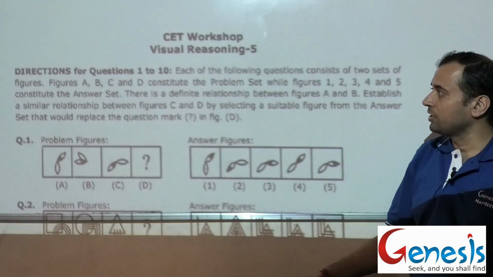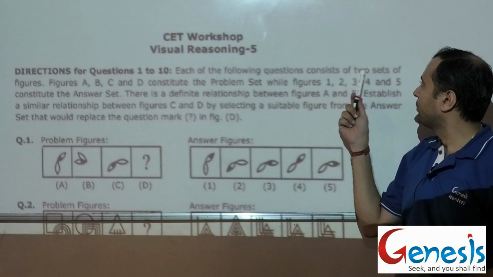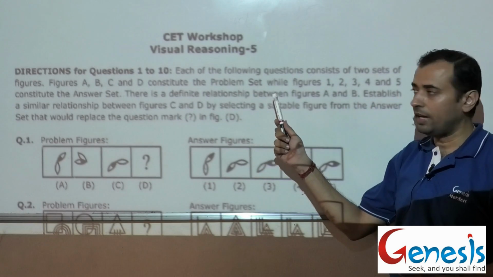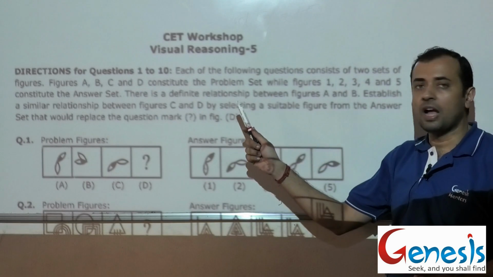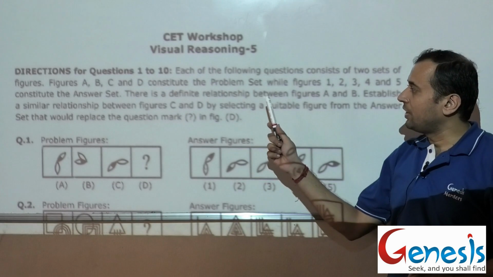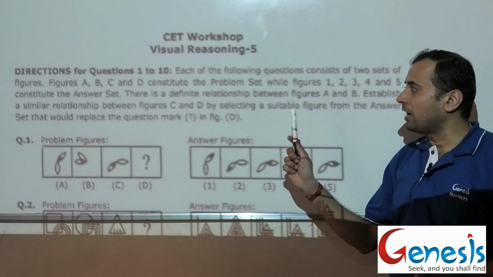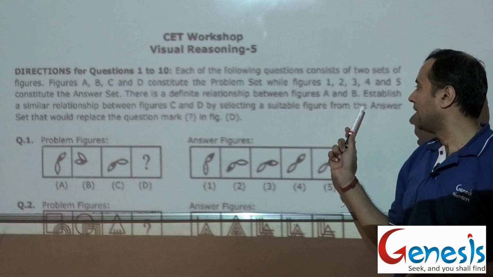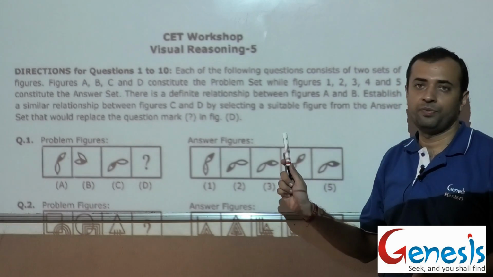Let's see the type of questions that we are going to discuss in this workshop. Reading the directions for questions 1 to 10, each of the following questions consists of two sets of figures. Figures A, B, C, D constitute the problem set, while figures 1, 2, 3, 4 and 5 constitute the answer set. There is a definite relationship between figures A and B. Establish a similar relationship between figures C and D by selecting a suitable figure from the answer set that would replace the question mark in figure D.